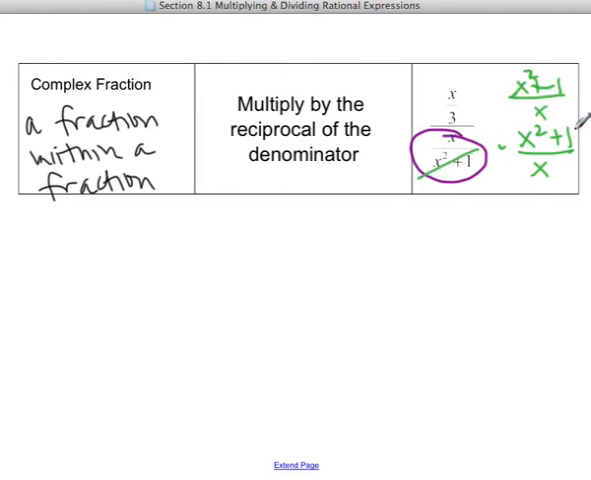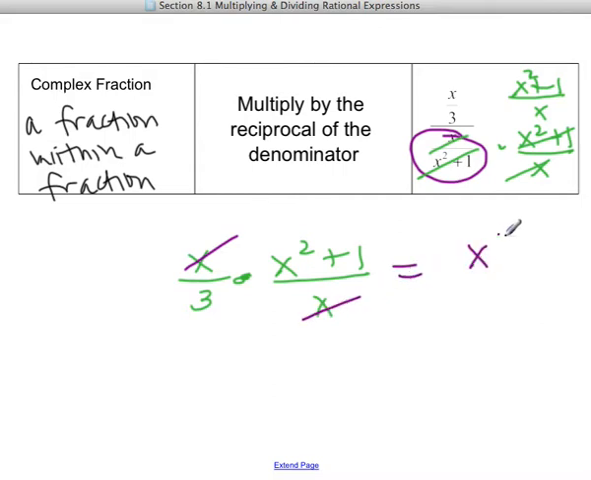Okay, so see, these would cancel. So I would just be left with x over 3 times x squared plus 1 over x. And then you can simplify it even a little bit further to get my final answer. The x's will cancel. So we have x squared plus 1 over 3. So that's how you handle a complex fraction.